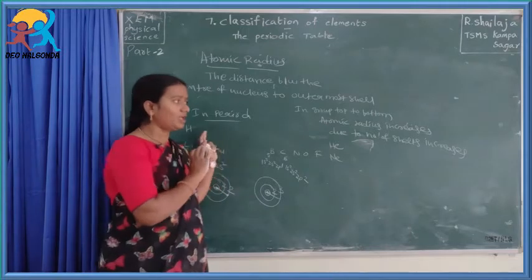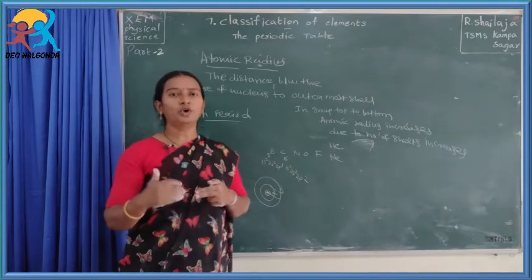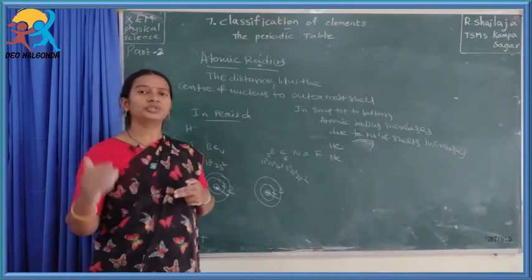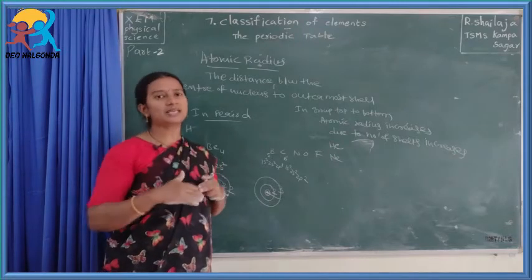So in a group, shells increase, so the distance automatically increases. In a group, atomic radius increases due to the number of shells increasing. But in the case of a period, electrons are adding in the same shell only.